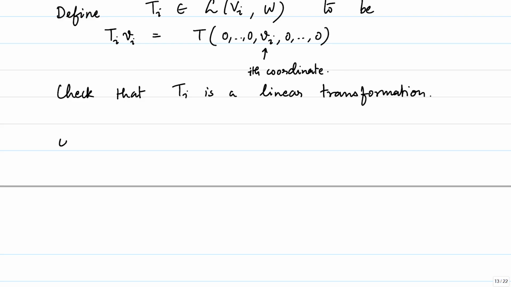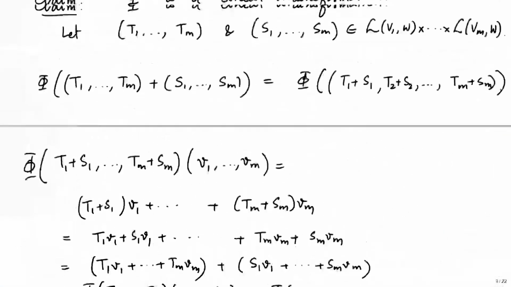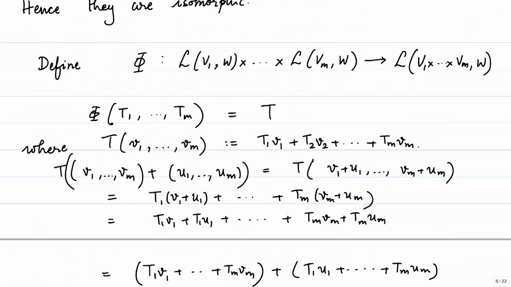Okay, now let's see what is phi of T1 to Tm. So we got T1, T2 up to Tm like that. We would like to see what is phi of T1, T2 up to Tm acting on some vector V1 up to Vm. Now this by definition is T1 V1 plus T2 V2 up to Tm Vm by the very definition of what our phi is, which we have defined a long time back and have used many times already.